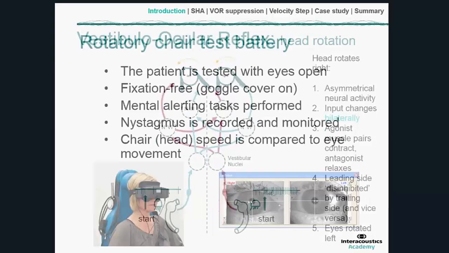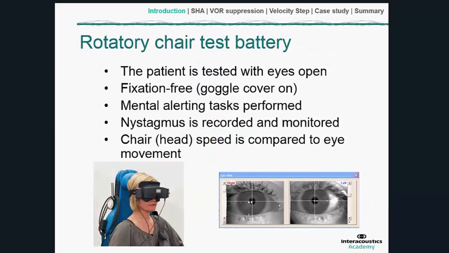So that brings us on to what we actually do with the chair. We measure this eye movement with the VOG goggles, as we show here, and we sit the patient in this mechanical chair. As you can see, the cover is on the goggles, so we're measuring the eye movement with the fixation removed. And while we rotate the chair, that produces the rotatory stimulus, just like we were shown in the schematic a moment ago. During this procedure, the patient is just asked to stay mentally alert.